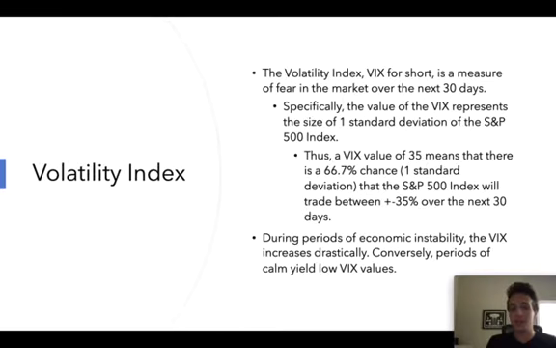During periods of economic instability, the VIX increases drastically. Conversely, periods of calm yield low VIX values. And so during 2008 and 2020, we've seen massive spikes in the VIX. Currently, it sits at around 50, but at its peak, it reached 80, meaning that 80%, plus or minus 80% trading in the S&P 500 was only one standard deviation away from expected values. This, in turn, means that volatility was extremely high, and interest rates, as a result of that, dropped.